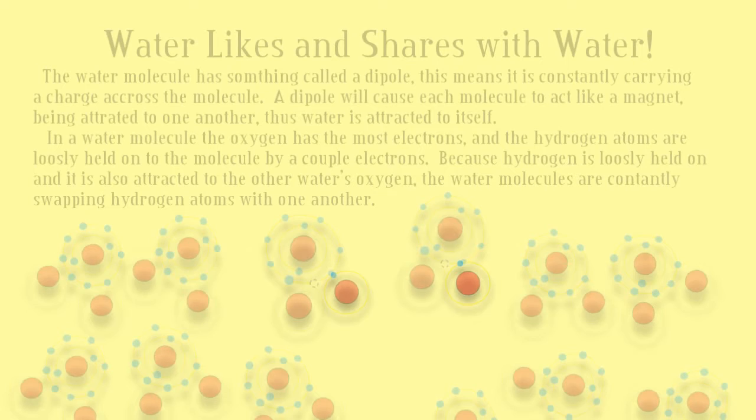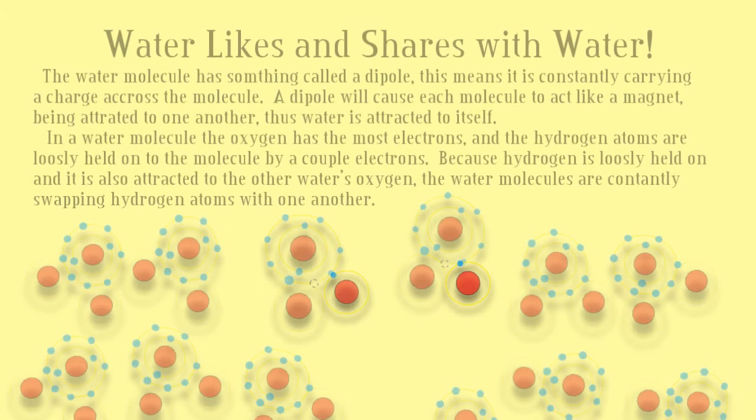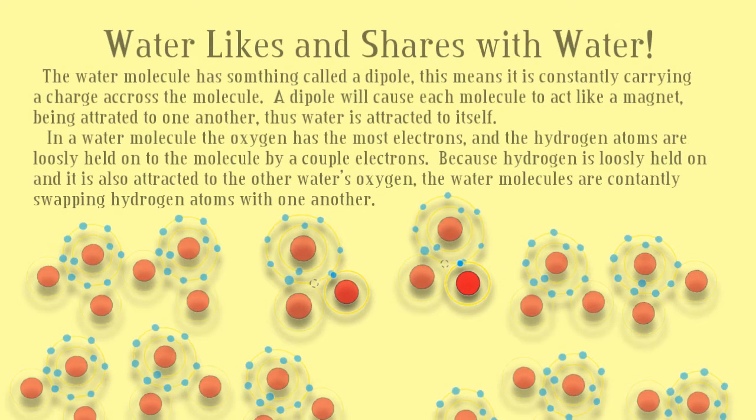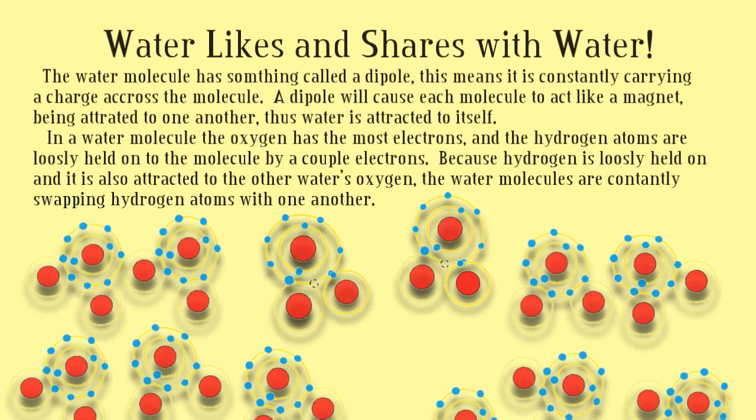Water likes and shares with water. The water molecule has something called a dipole. This means it can constantly carry a charge across the molecule. A dipole will cause each molecule to act like a magnet, being attracted to one another. Thus, water is attracted to itself.